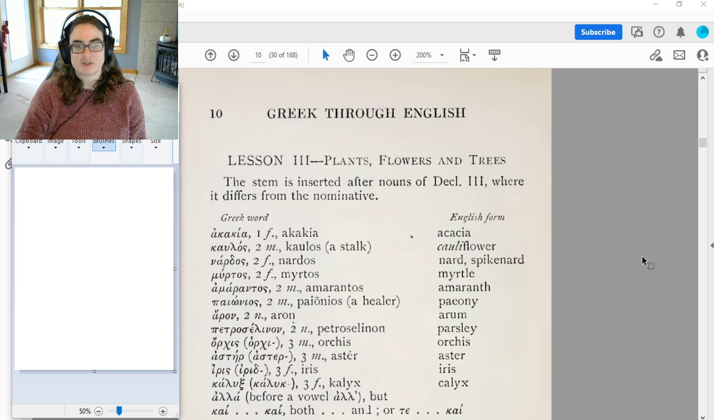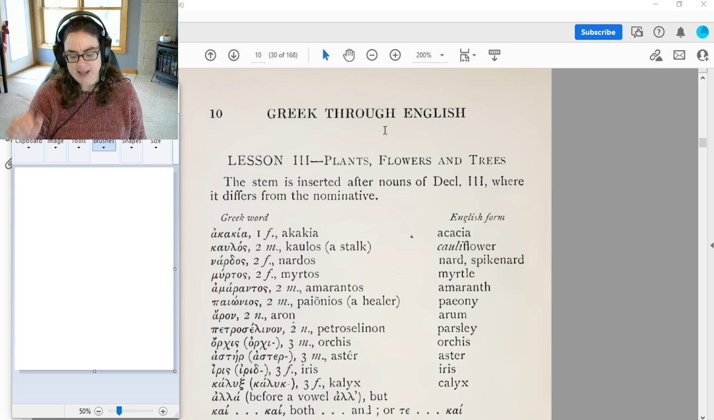So, more plants, flowers, and trees. All right, the stem is inserted after nouns of declension 3, where it differs from the nominative. What I think that means, yeah, right? So we're talking about plants here. Be careful. What I think that means, so third declension is the consonant declension.